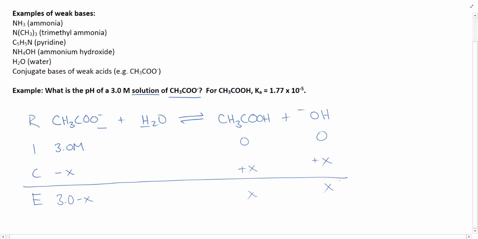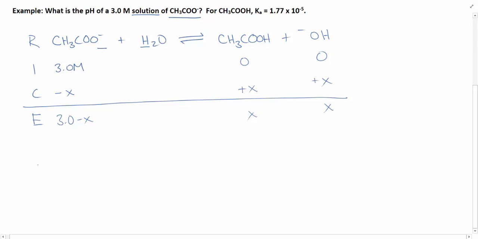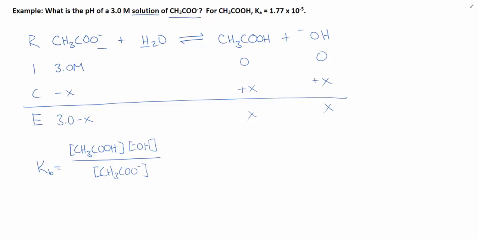Now we need to use the equation Kb is equal to the concentration of CH3COOH times the concentration of hydroxide divided by the concentration of our conjugate base. But we weren't given Kb in our question. What we were given is Ka. So what we need to use is that Kw is equal to Ka times Kb for a conjugate acid-base pair.